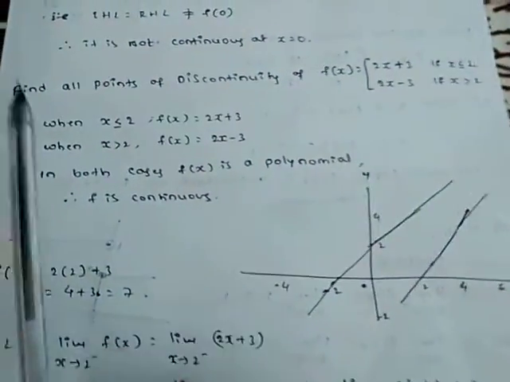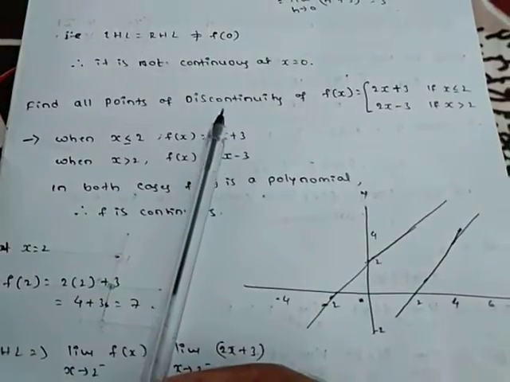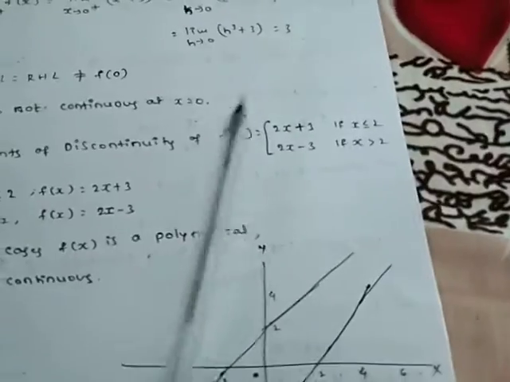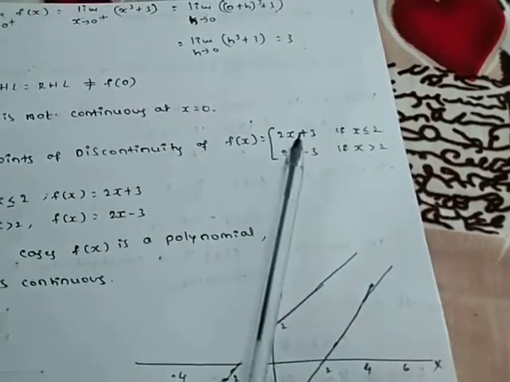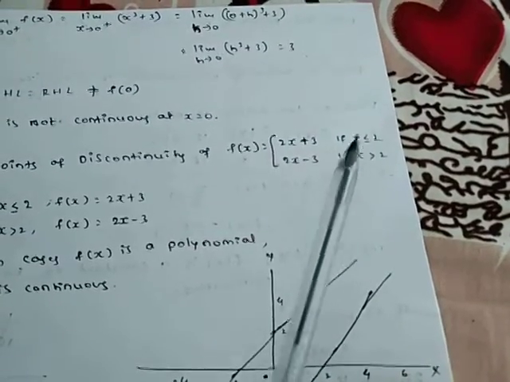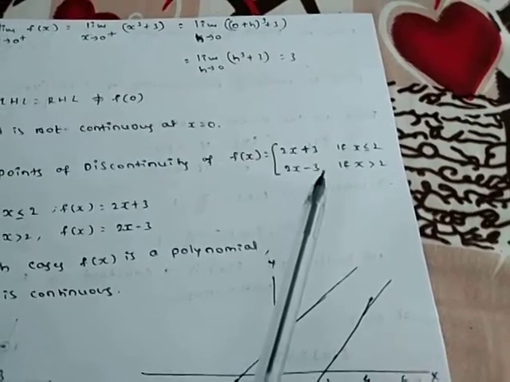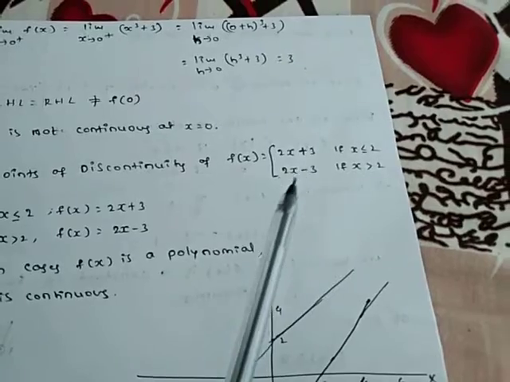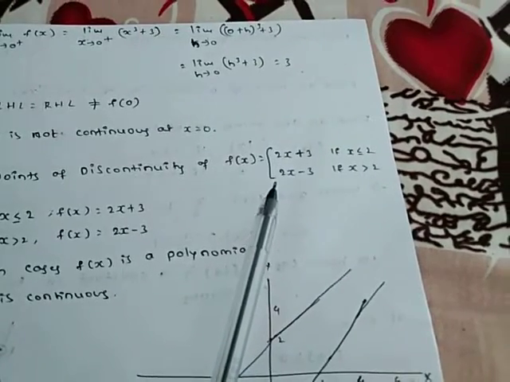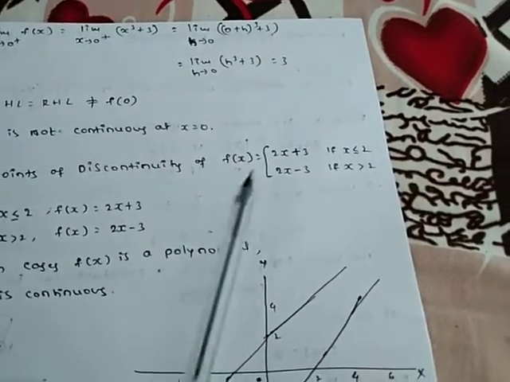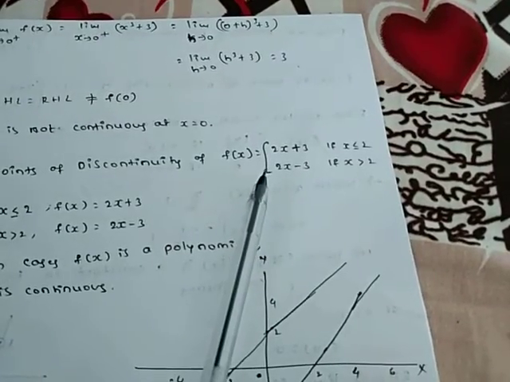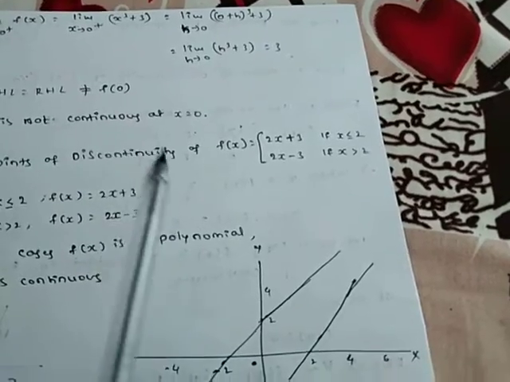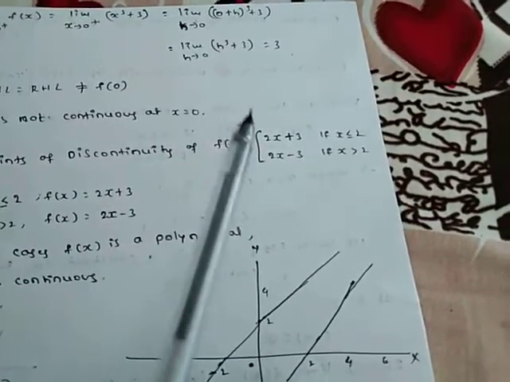So next problem: find all points of discontinuity of f of x. Observe the question here: f of x is equal to 2x plus 3 if x is less than or equal to 2, and 2x minus 3 if x is greater than 2. Observe here, we need to find all points of discontinuity. We need to check at which points this function is going to be discontinuous. Means we need to check how many points there are where the function is discontinuous.